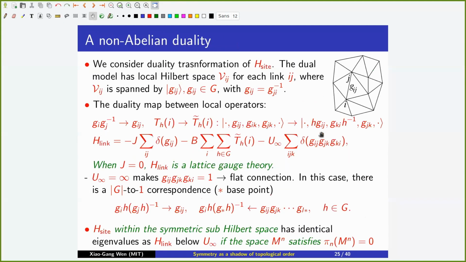Oh yeah, there's one thing I forgot to say. Actually, there's another constraint: the delta of G_IJ, G_JK, G_KI, the product of three link operators around the triangle. This product must be identity, because in the site model, the G_IJ comes from G_I and G_J inverse. When we multiply these together around the triangle, it is always equal to identity. So G_IJ should also have this flat connection. So we need this operator, and then these two become equivalent.